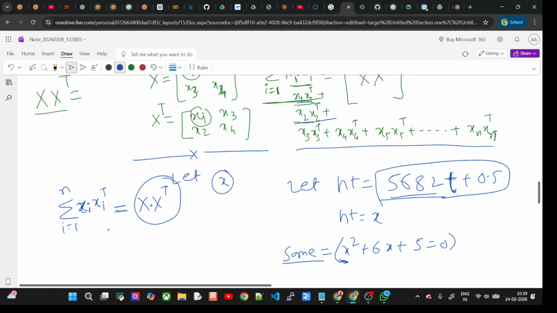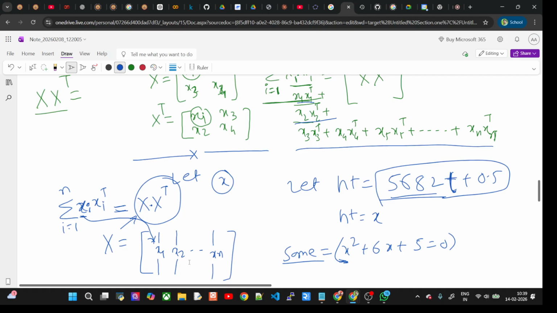What is this? It is capital X, and what is this capital X? This is nothing but your same x1, x2, and so on till xn. This is the same, and these xi values are from here.